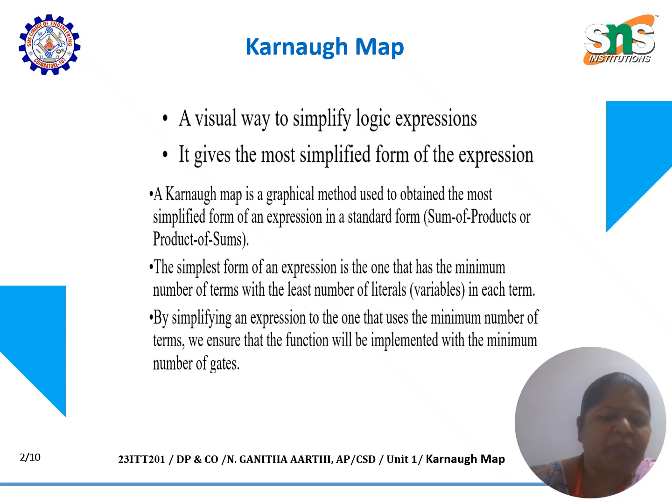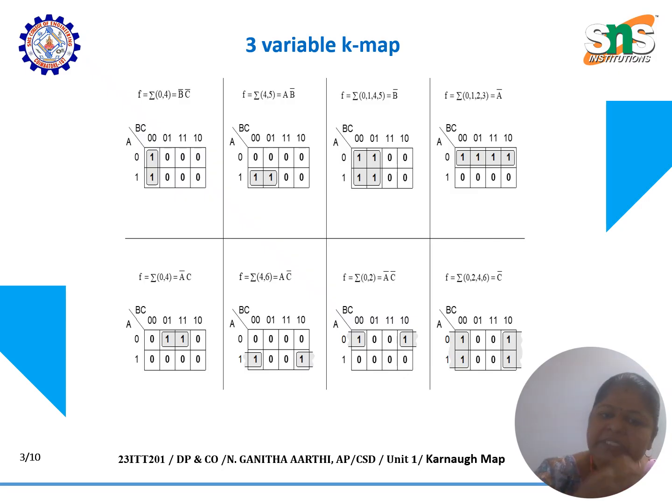The simplest form of an expression is the one that has the minimum number of terms with the least number of literals, that is, the variables here. By simplifying an expression to the one that uses the minimum number of terms, we ensure that the function will be implemented with a minimum number of gates. So as you see here, we have this three variable K map notation.